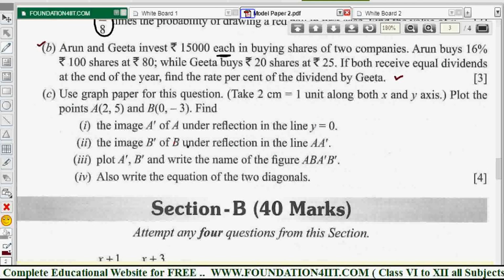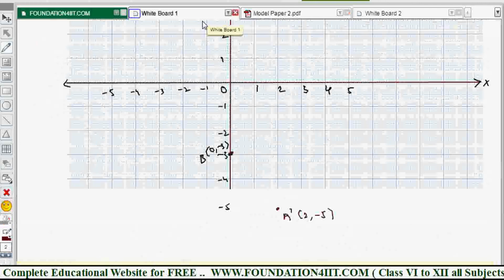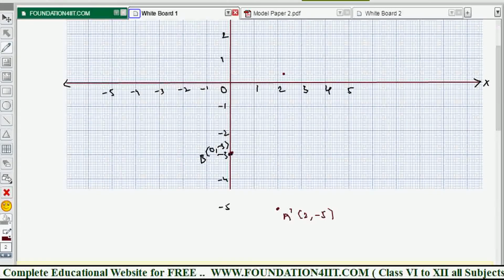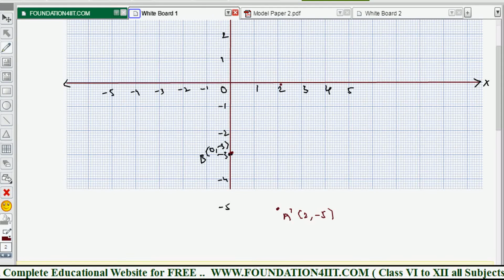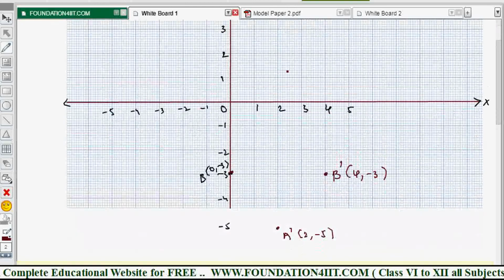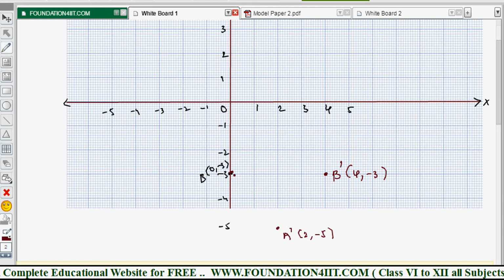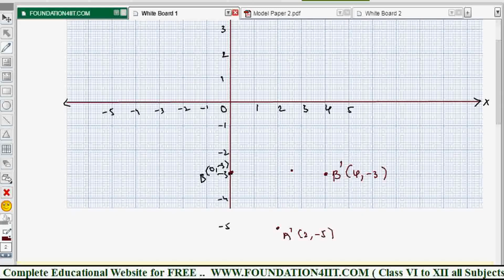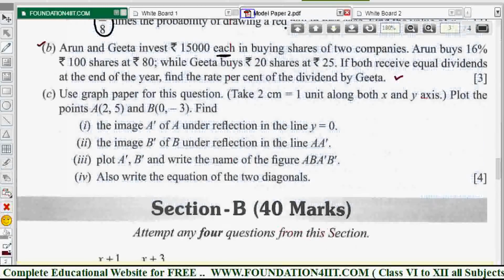Next is the image B dash of B under reflection in the line A dash. If you observe, A dash has x value 2, so the line is x equal to 2. That means the reflection of B, B dash, is 4 comma minus 3, 2 steps on this side, because A dash is parallel to the y-axis. B dash is the reflection of B about this line, exactly 2 units more. Now plot A dash and B dash, write the name of the figure, and also write the equation of the two diagonals.